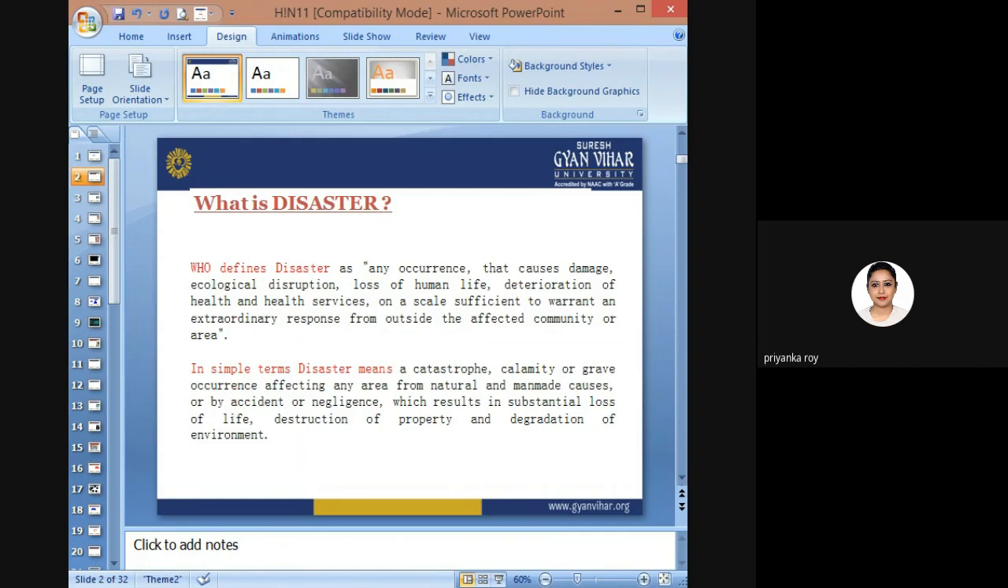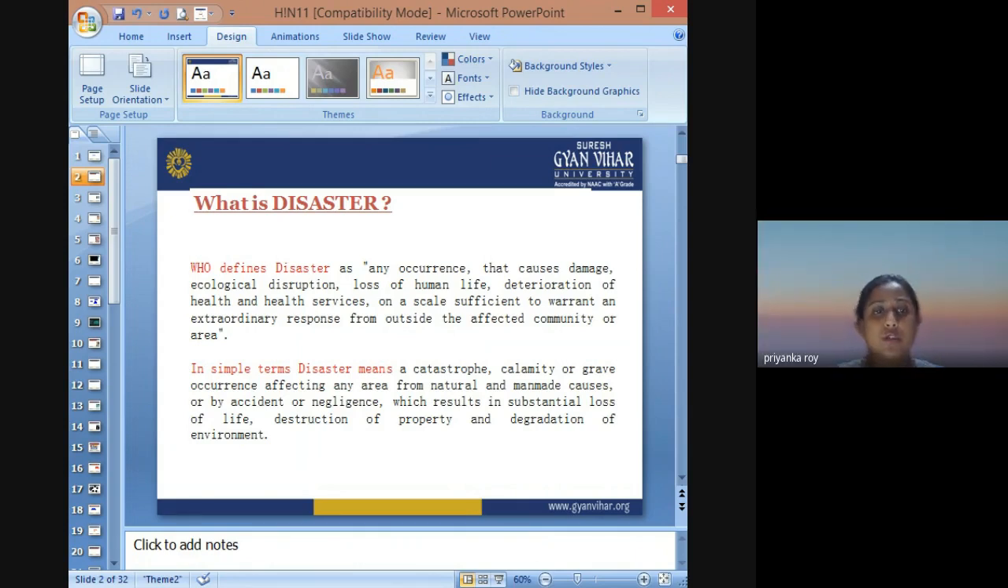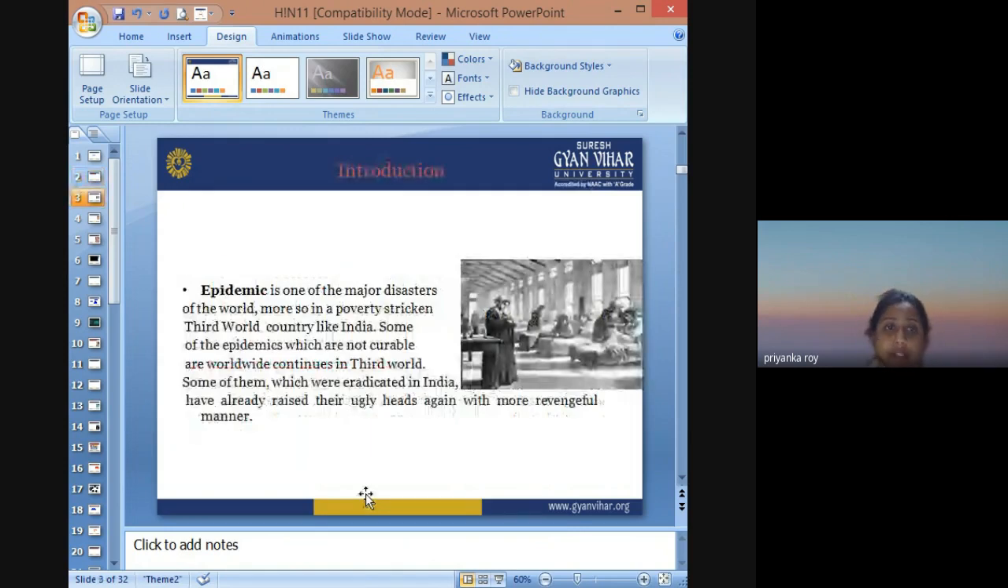WHO defines a disaster as a cause of damage, ecological disruption and human loss. Similarly, the term epidemic is described by WHO and the United Nations as when it causes a large amount of influence among people. So epidemic is one of the major disasters of the world, more so in poverty stricken or third world countries. Now India is no longer a third world country. It was initially thought to be one, but now we are among the fast developing nations, overcoming these situations.